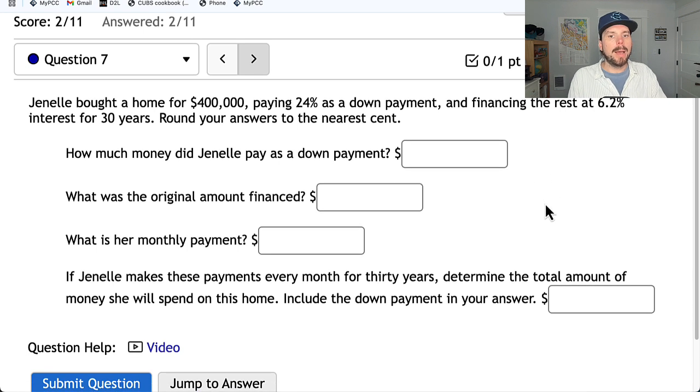Number 7 adds a couple layers here, so let's take a look at this. We've got a home purchased for $400,000. The down payment is 24% of that. So they're actually only borrowing 76%. In other words, 100% minus 24% is 76%. They're financing 76% of 400.